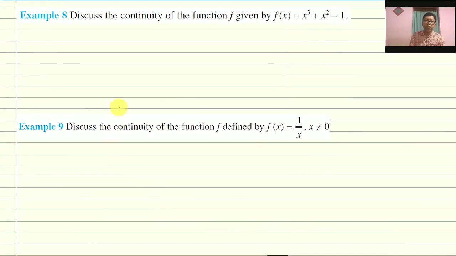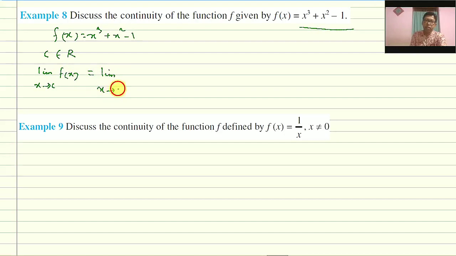Discuss the continuity. This is the example 8. Discuss the continuity of the function given by f of x is equal to x cube plus x square minus 1. Okay. So, students, the function, I write x cube plus x square minus 1. I want to take a point, say C, belonging to the set of real numbers. Okay, that means C is an arbitrary real number. So what will be a limit x tends to C of f of x? Obviously, this is limit x tends to C of f of x. The function is x cube plus x square minus 1.